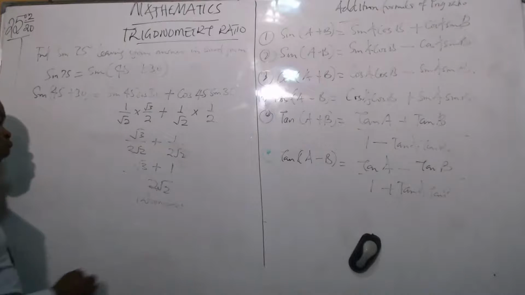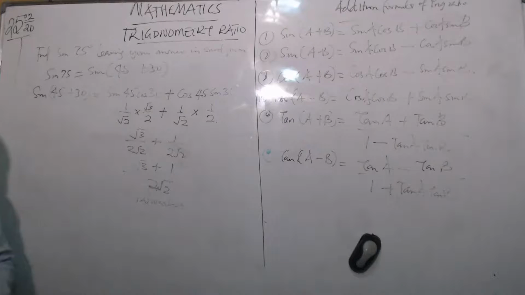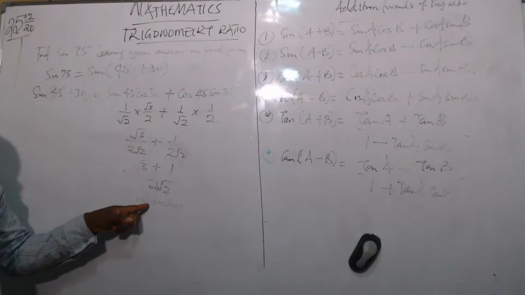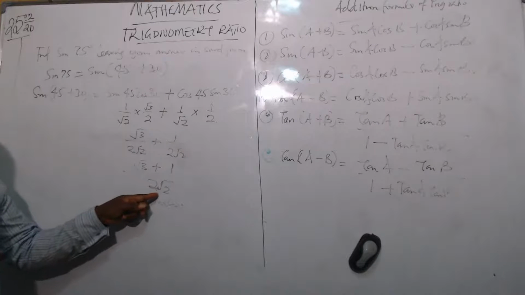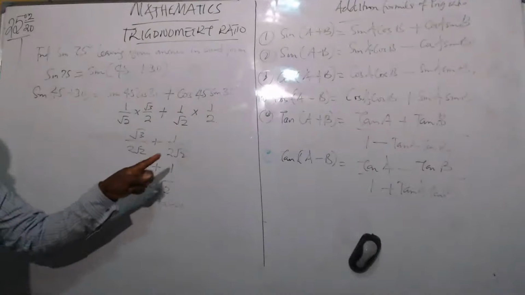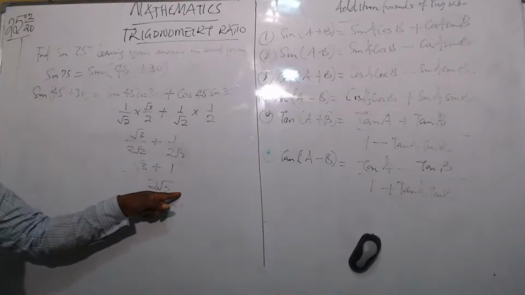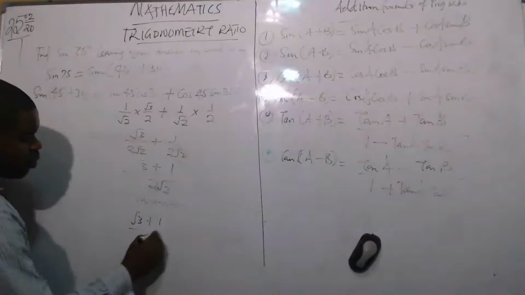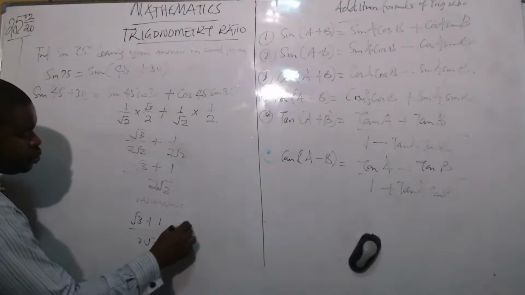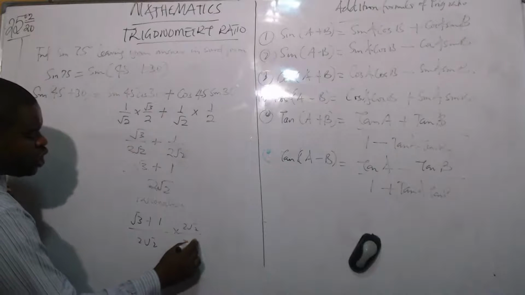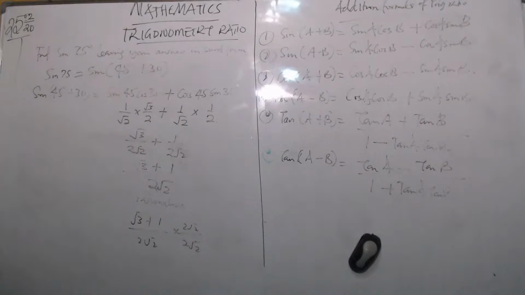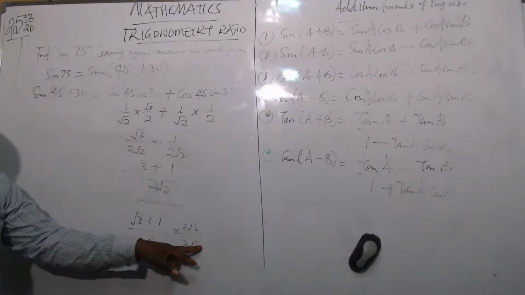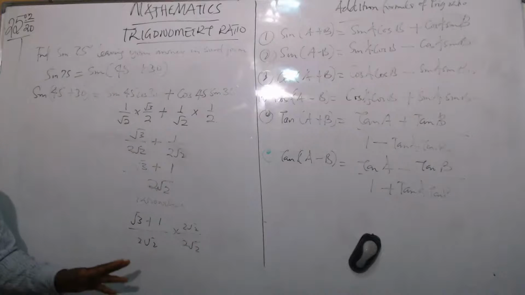Then we'll say rationalize. Why? Because in mathematics, we don't leave a surd under a division line. And that's why we say rationalize. What this means is that we are going to use the denominator to multiply both the numerator and the denominator. If that is taken, we are going to have root 3 plus 1 over 2 root 2 times 2 root 2 over 2 root 2. You say, oh, I've changed the question. I've not. 2 root 2 divided by 2 root 2 is 1. 1 times this will still give me this. So I have not changed the question.